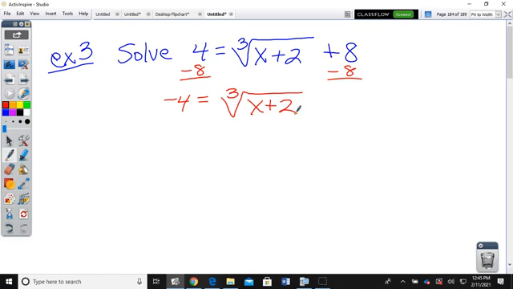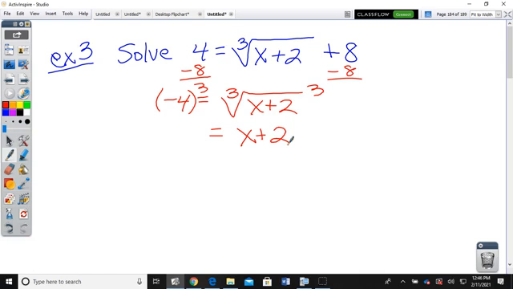Now, when it's a square root, we square it to get rid of the radical. But what do we do when it's a cube root? Cube it. Just like Mallory just said. Leslie and Mallory said cube it. So we're going to cube both sides. That will get rid of my radical. I'll just have x plus 2.